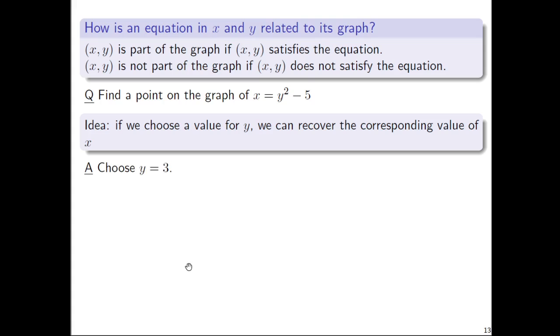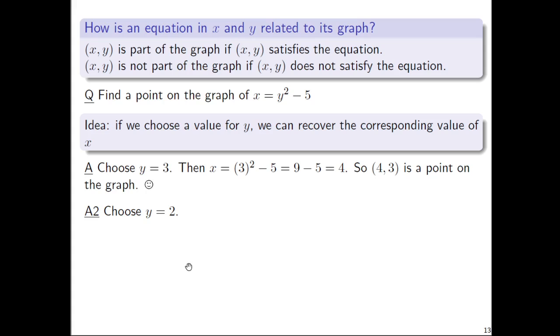So for example, as an answer, if we picked y to equal 3, then x will be y squared minus 5, or in other words, 3 squared minus 5, so 9 minus 5, in other words, 4. So we started the answer by choosing y equals 3, and we recovered the information that x has to equal 4. So (4, 3) is a point on the graph. You can go back and check that (4, 3) satisfies the equation x equals y squared minus 5.